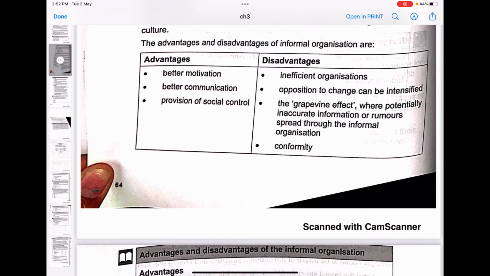Opposition to change can be intensified. If there is an opposition to change, it can be intensified since many people come together. Then the grapevine effect: this is when one person tells something to someone, who tells it to someone else, so potentially inaccurate information or rumors are spread through the informal organization. And we have conformity. Conformity is when people don't stay faithful to the organization.